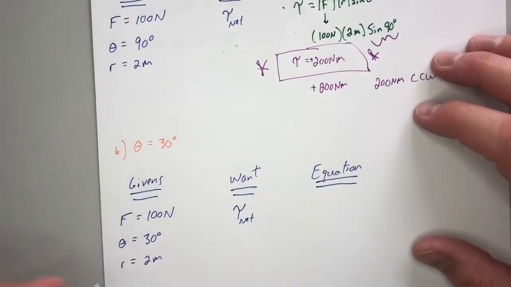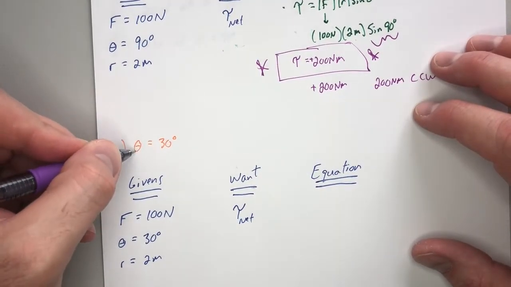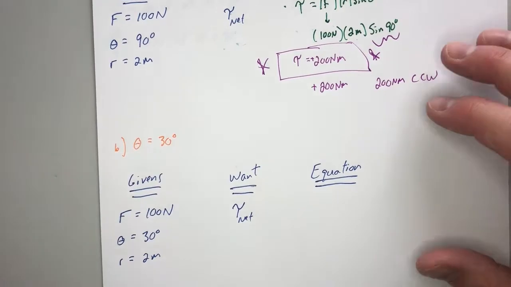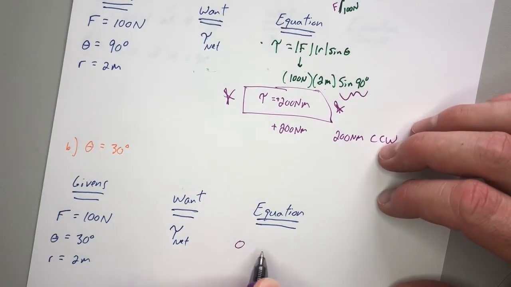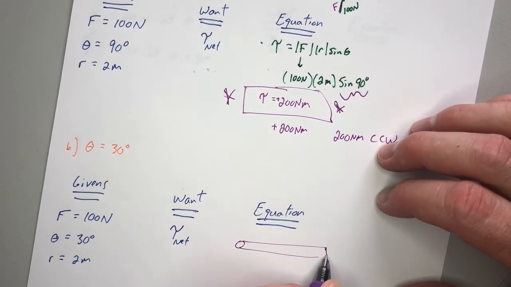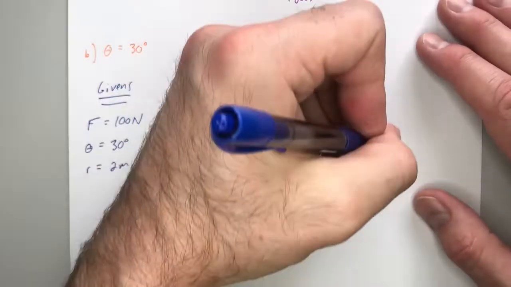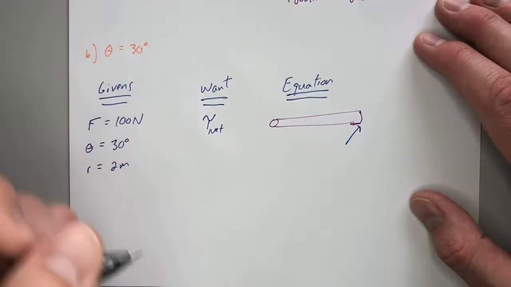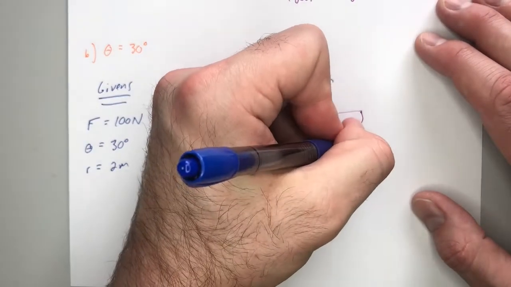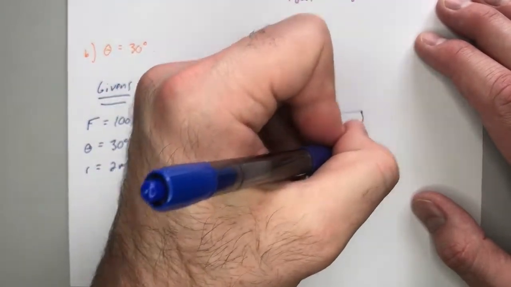Let's look at part B. Same setup here, but now instead of pushing at 90 degrees, you're going to push at 30 degrees. So I'm actually just going to do a real quick little sketch of what that looks like. It's a horrible door. We'll go with it. And you're still going to push at the end, and you're going to push with what? How much was it? 100 newtons of force? Perfect. 100 newtons of force.